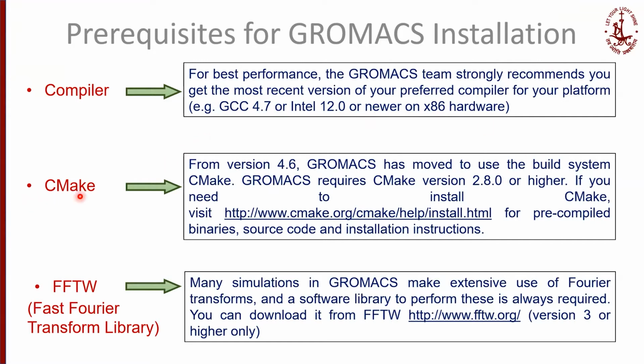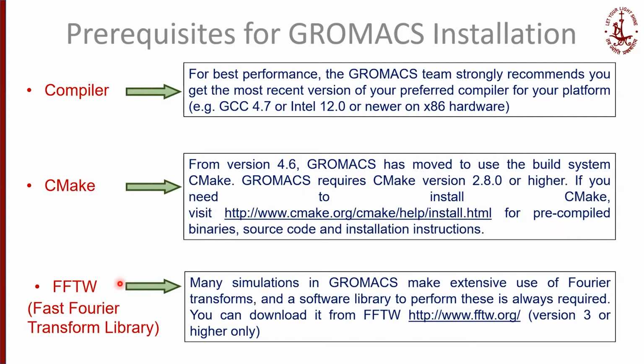The other thing that you need is the CMake software. If you are installing Gromacs 4.6 version onwards, then you have to use the build system CMake. And the CMake version also should be higher than 2.8.0. Again, you can download the CMake software from www.cmake.org. So you will get a tar file from there.